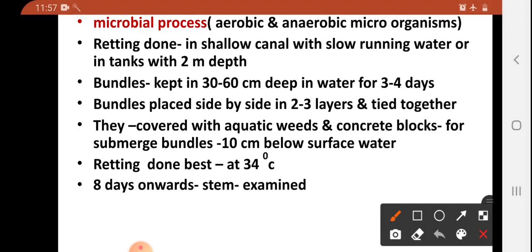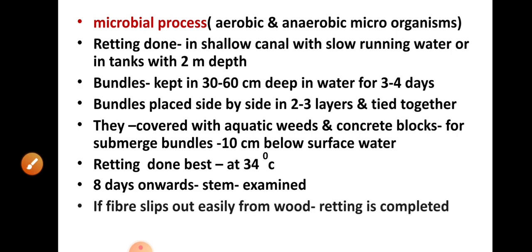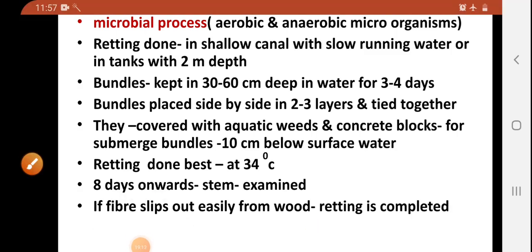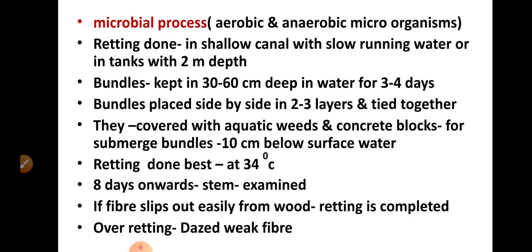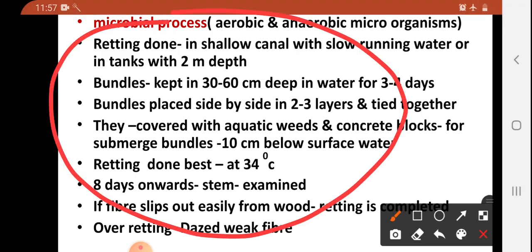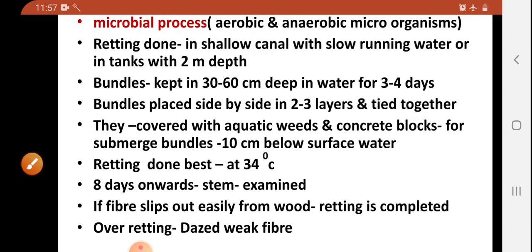And after 8 days, we just have to check the stems. If the fibers slip out easily from the wood part or from the stalk, then retting is completed. That is the quick examination. If fibers slip easily from the bark or from the wood, then retting is completed. Overretting gives us weak fibers, and for weak fibers we can't get a good price. This is the actual procedure of retting, and afterward the fiber is extracted.